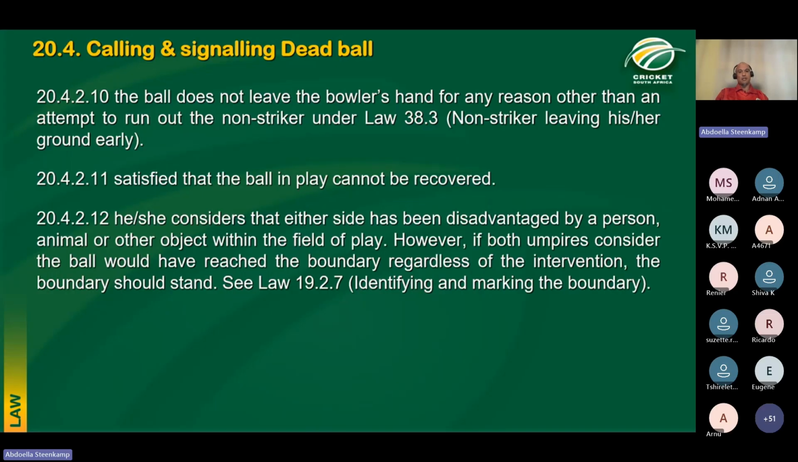If the umpires consider that either side will be disadvantaged by a person, animal, or object that came within the field of play, umpires need to call and signal dead ball. However, if both umpires consider that the ball would have reached the boundary, regardless of the intervention, they can allow the boundary to stand. For example, the striker hits the ball to the cover boundary. As the ball is racing towards the boundary, a dog runs onto the field and intercepts the ball. If the umpires feel that the ball would have gone for four, the law allows the umpire to give the boundary four.